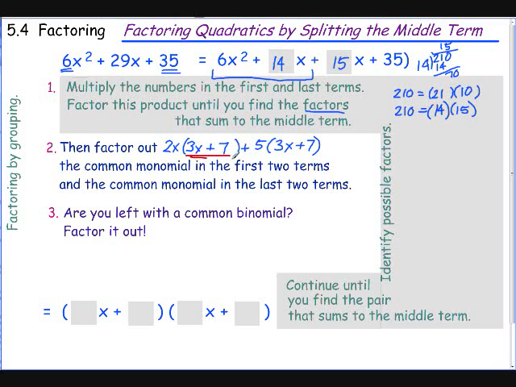And I am ready to squeal with delight because look what I've got. I have a common binomial, and I'm going to factor it out. So I have factored out 3x plus 7, and the factor which is left, 2x plus 5. So here it is, 3x plus 7, 2x plus 5. Factoring by grouping.